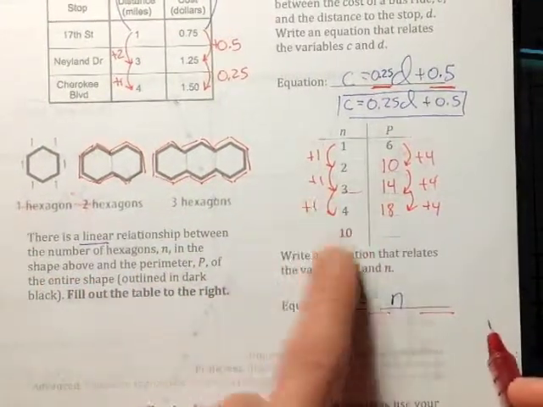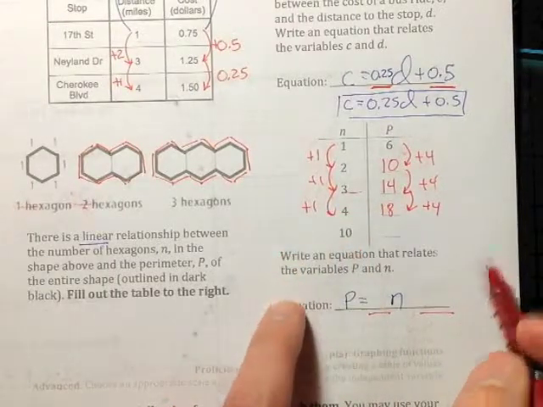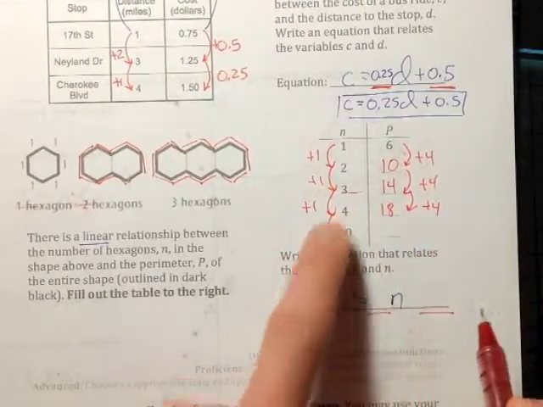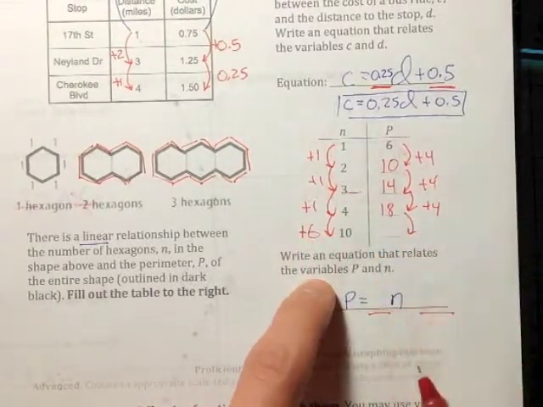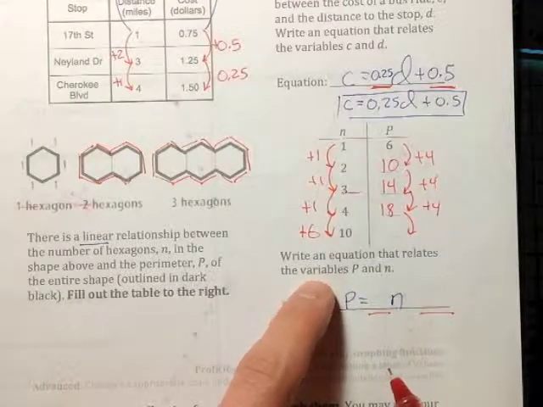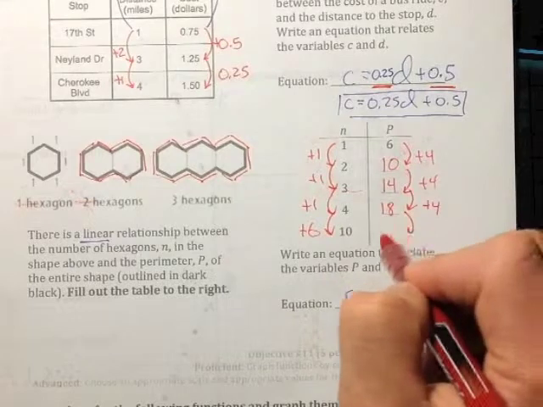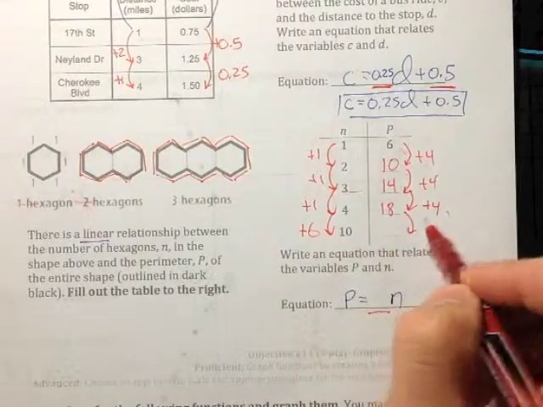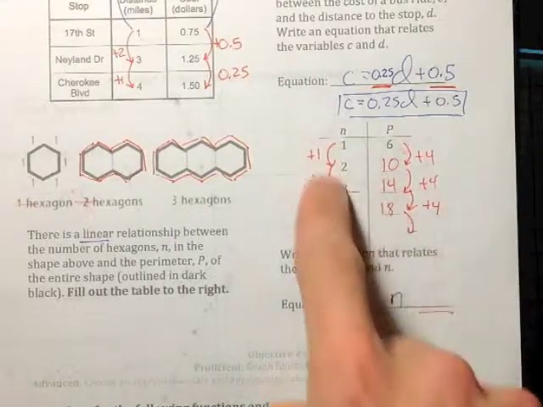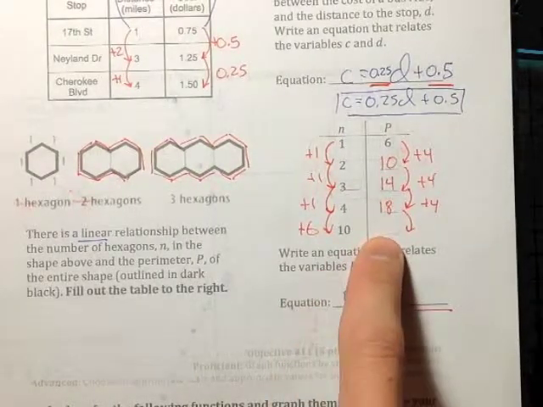Now, what happens if the number of hexagons is 10? Well, this would jump up by 6. How much would the perimeter jump up by? Well, how would you figure that out? Not sure. There's a couple different ways to do it, but let's take what we have so far and write this equation, and then use the equation to figure out what this last blank would be.